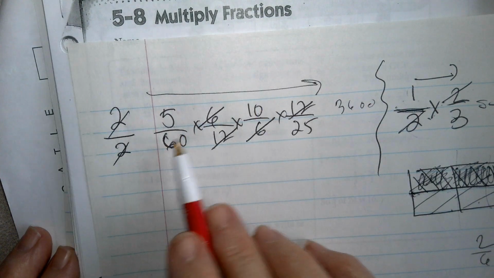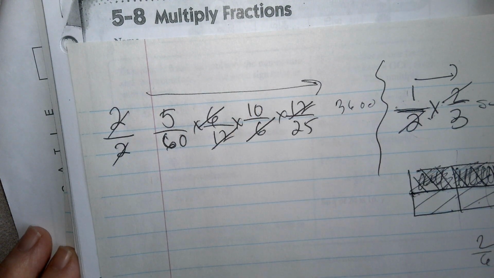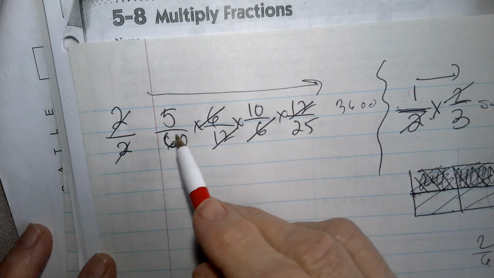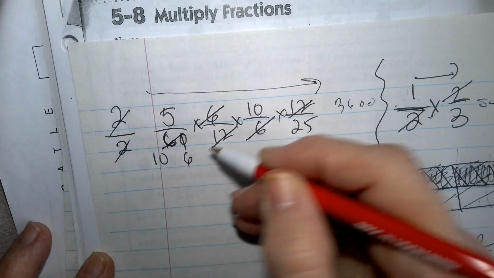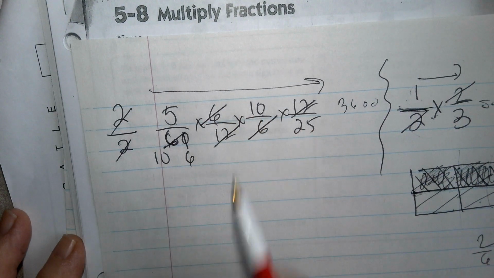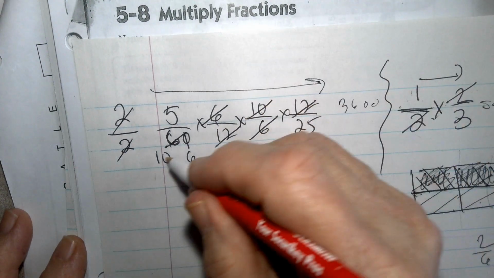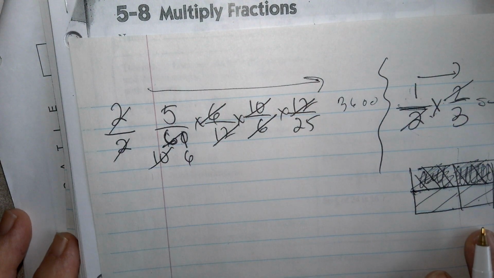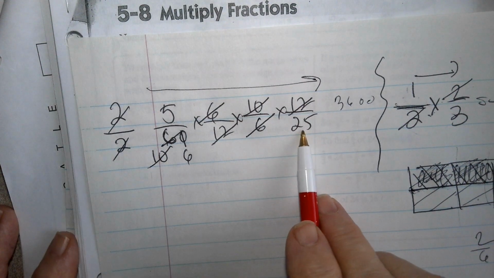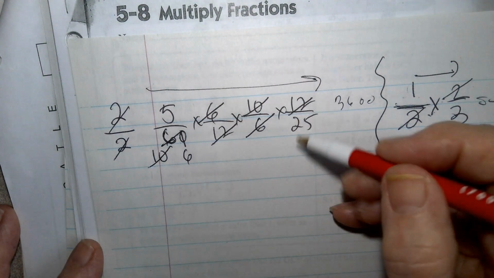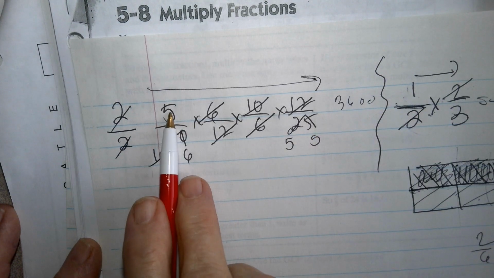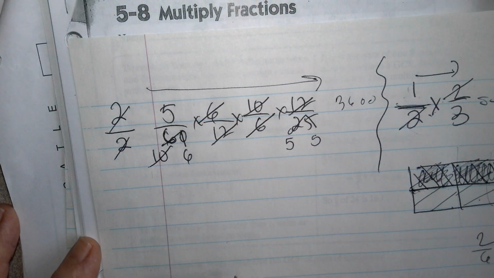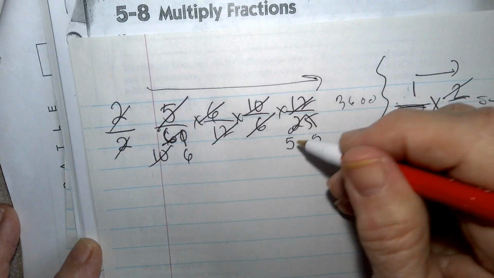So I could divide both of those by 10, or I'm going to show you another way today that I can take this 60 and I could make it 10 times 6. And now can I see 10 and 10? So 10 divided by 10. Well, in fact, isn't there a 5 and a 25? So I'm going to make this 5 times 5. So now can I cross off a 5 on top and a 5 on the bottom? Yes, 5 on the top and 5 on the bottom.